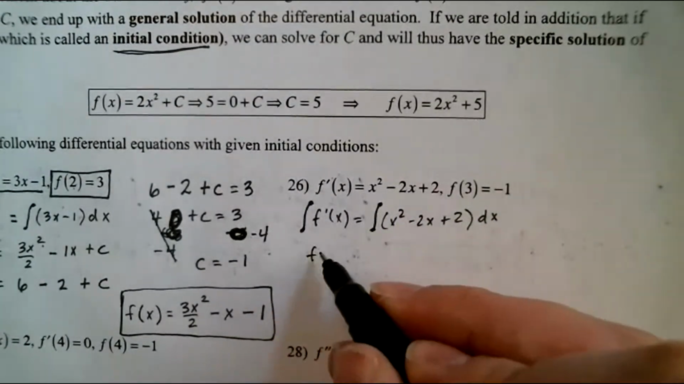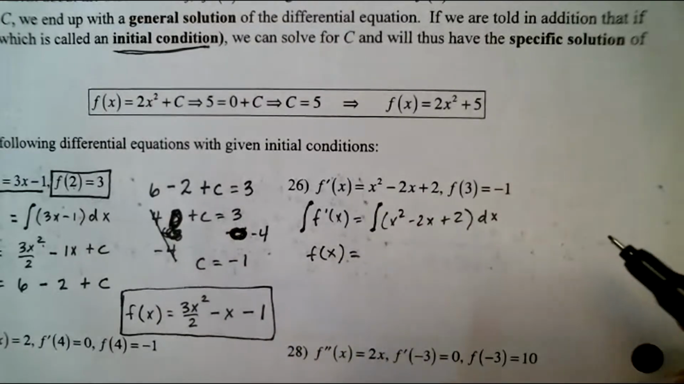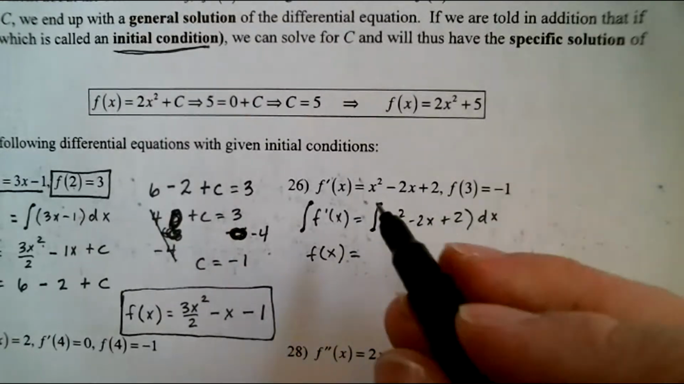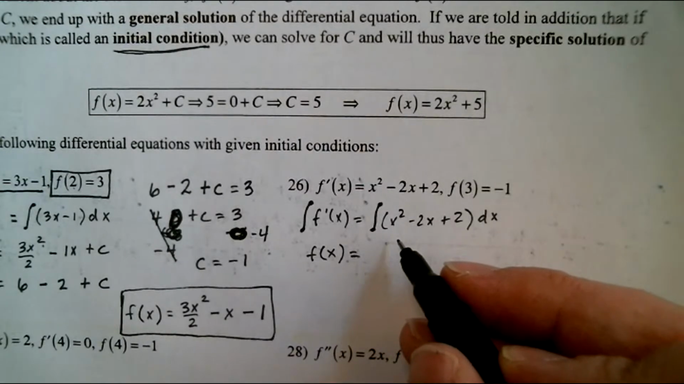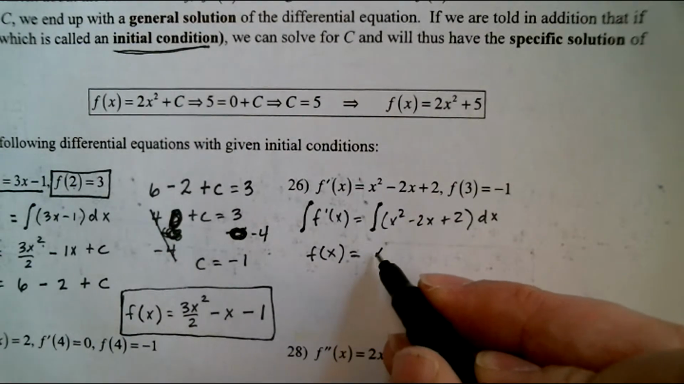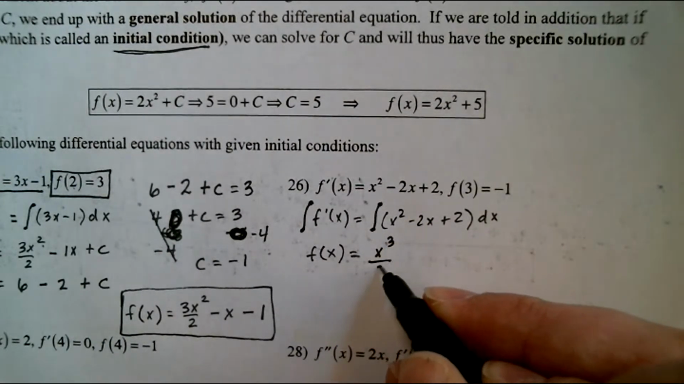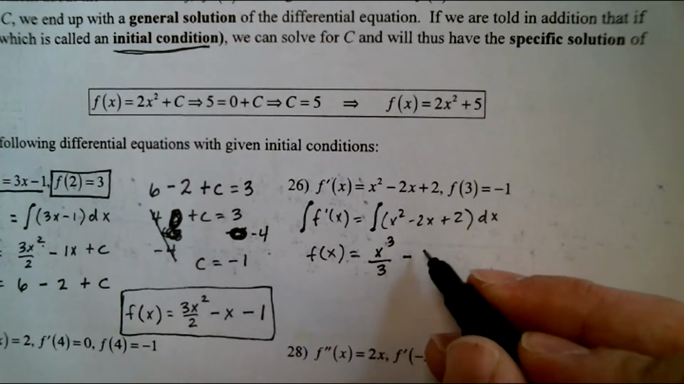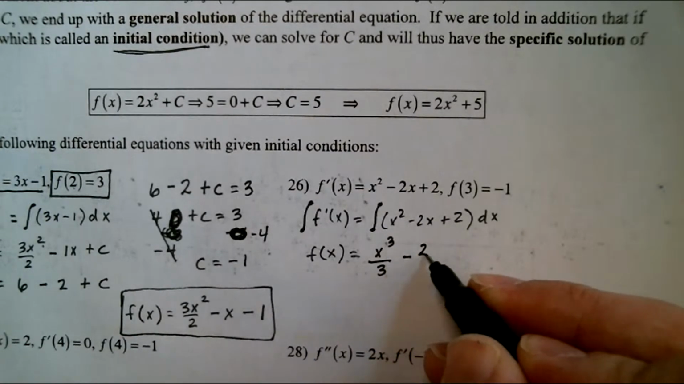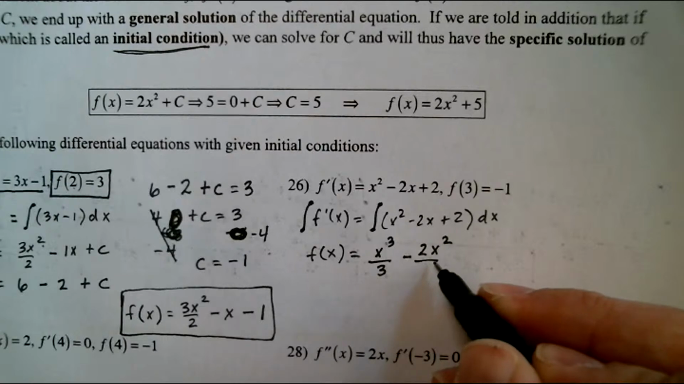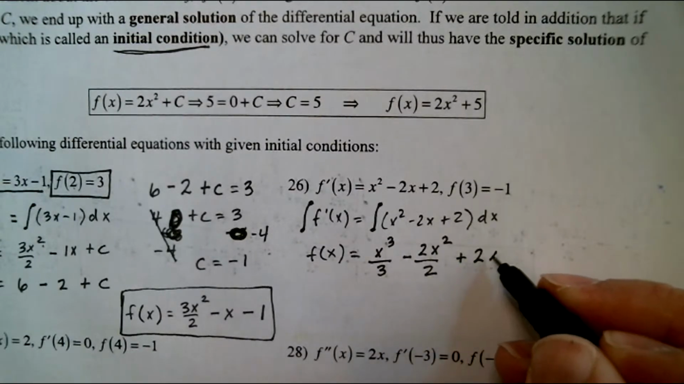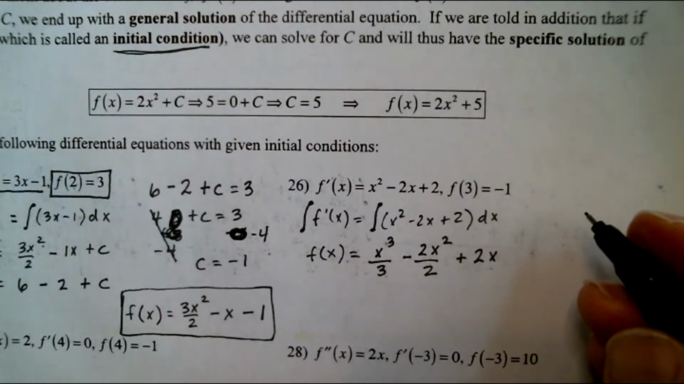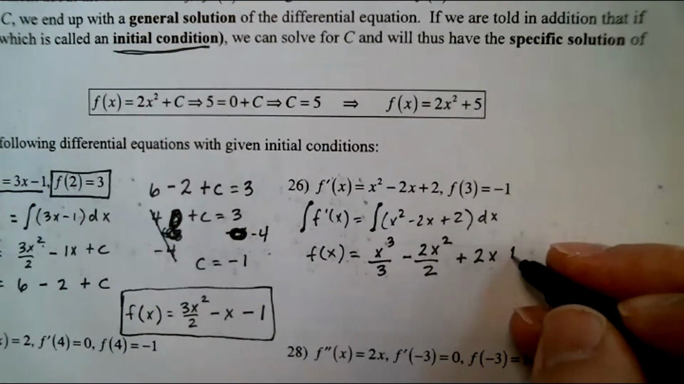So we know on this side we get f of x is equal to, and then we integrate this side right here. So that would be x cubed over 3 minus 2x squared over 2 plus 2x. And then obviously from there we'd have our plus c.